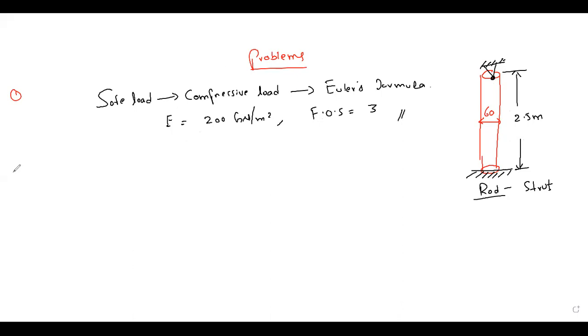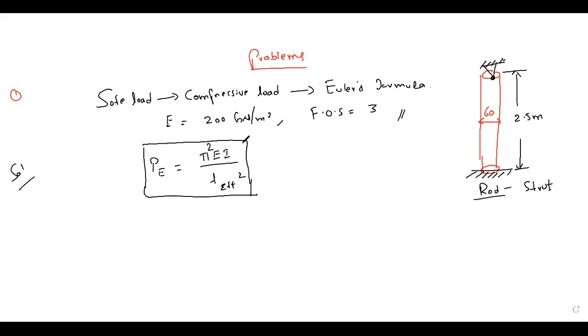Understand? So how to solve this problem? First let me write what the Euler's formula is: pi square EI by L effective square. So what else is given? The diameter is given as 60 mm, nothing but 0.06 meter. Young's modulus is given. Factor of safety is also given. And what is the length of the member?